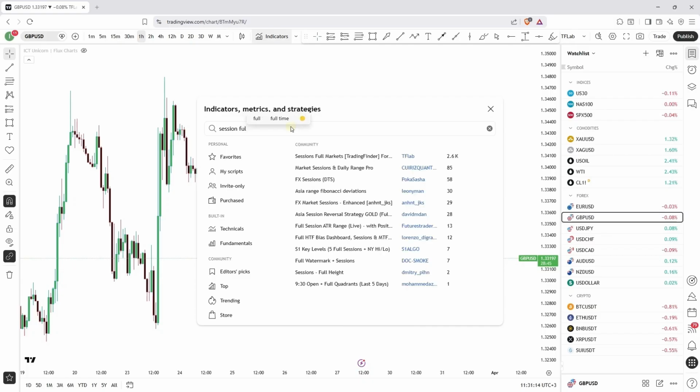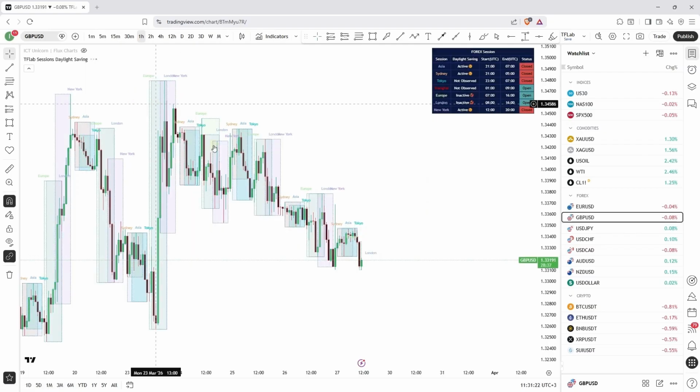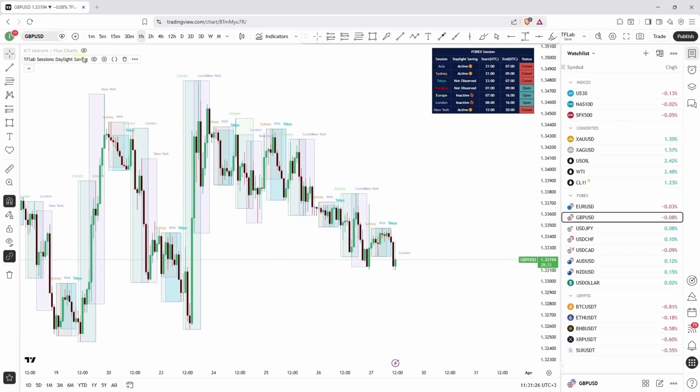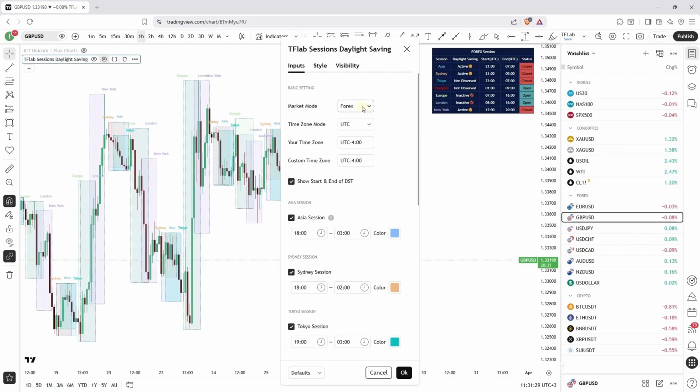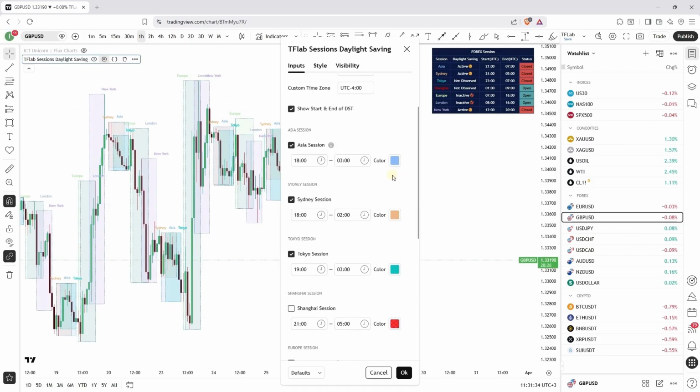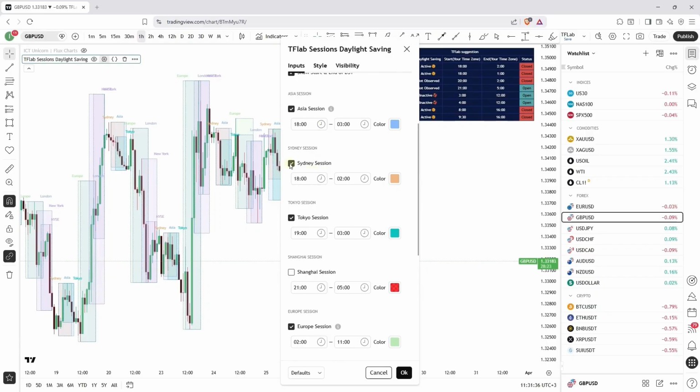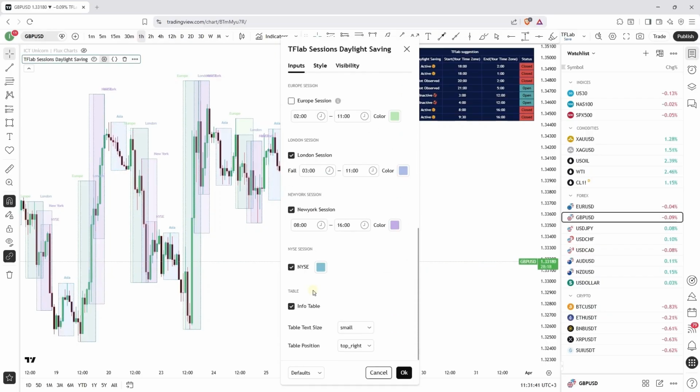Take a look right here. You will see there is a specific session labeled as Pool Market. There is another one called TFLAB, and once you click on that option, it will actually display the sessions on your chart. You can go into its settings and make sure it displays the Asia session. You don't need the other options. You can also add London and New York. Enable their display and click OK.